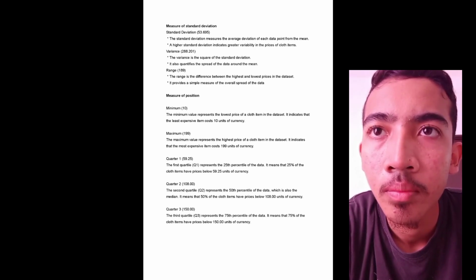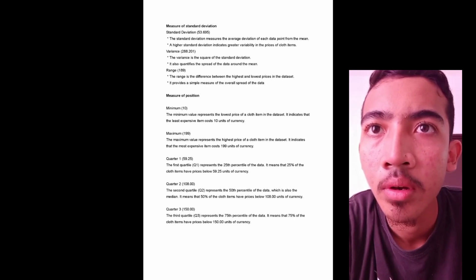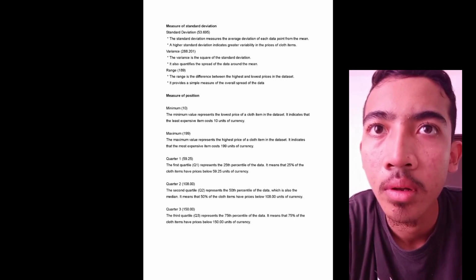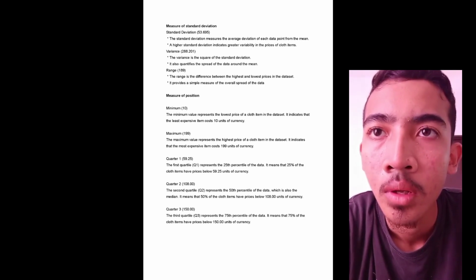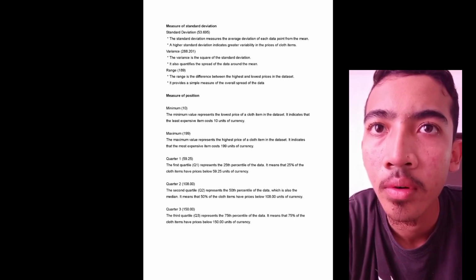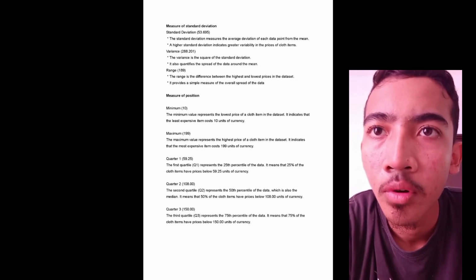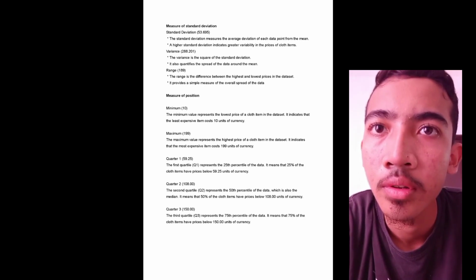Measure of position. For the minimum, 10, the minimum value represents the lowest price of closed items in the dataset. It indicates that the least expensive item costs 10 units of currency. Maximum, 199. The maximum value represents the highest price of closed items in the dataset. It indicates that the most expensive item costs 199 units of currency.